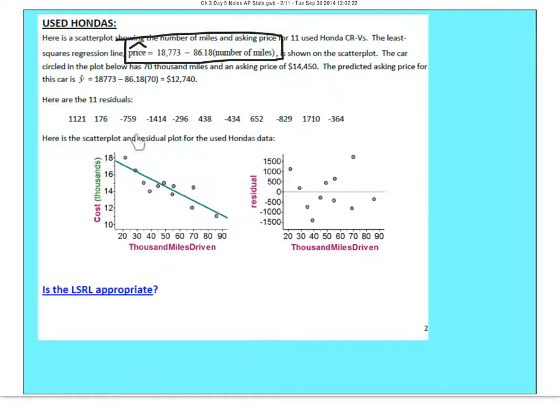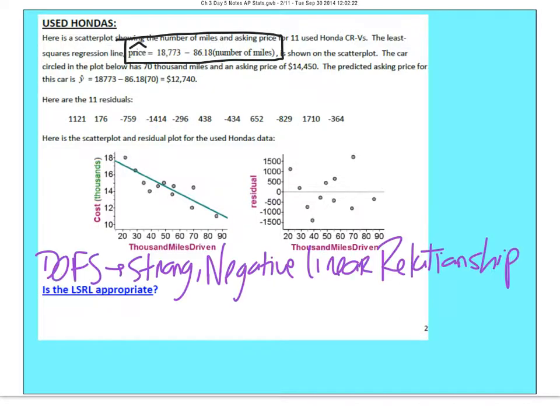Here's the nice clean scatter plot, which remember showed us a strong negative linear relationship. Well, we just don't want to look at the scatter plot alone. We want to actually plot the residuals. So what they did is they kept the x-axis the same, but they plotted the residuals. Is this least squares regression line appropriate?